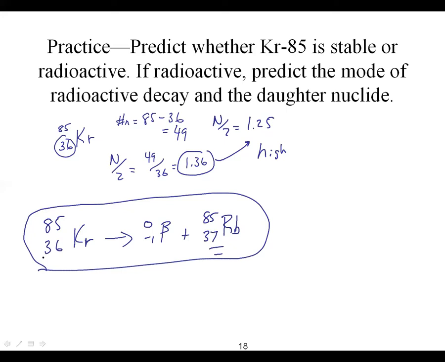Now here, if we look at the ratio of what we formed, our neutrons would be 85 minus 37.